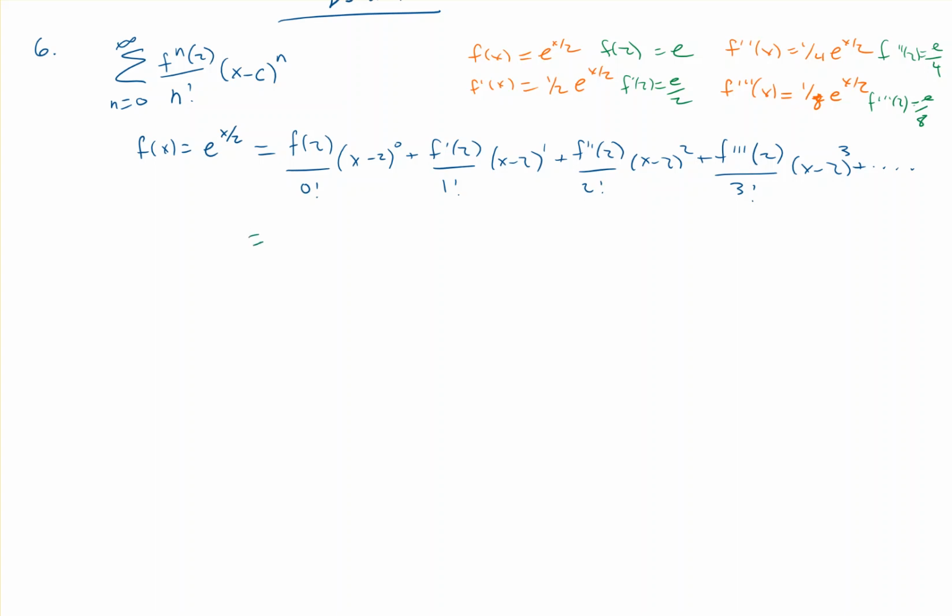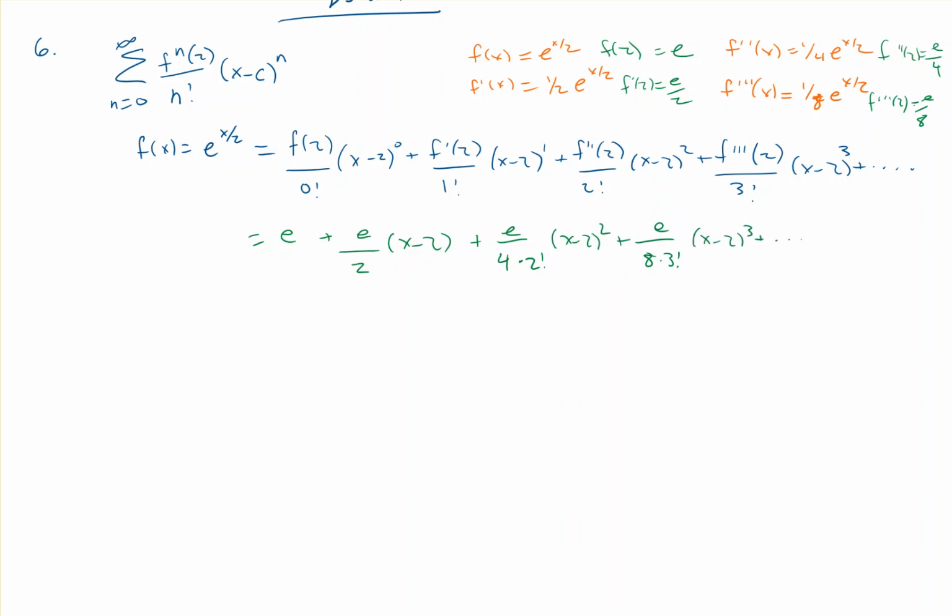So now we're going to come in here, and we're going to just substitute them in. We're going to have e over 1 times x minus 2 to the 0. What's x minus 2 to the 0? That's just 1. All right, let's get that out of there. Next, f prime of 2 is going to be e over 2 over 1, so e over 2 times 1. Okay, now the next one's going to be e over 4 times 2 factorial times x minus 2 squared. Then e over 8 times 3 factorial.